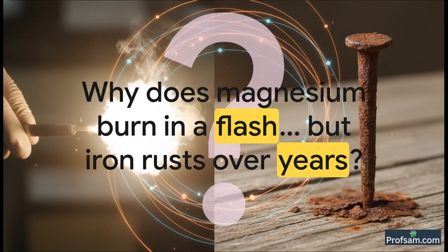So, have you ever really thought about this? You take a magnesium ribbon, you light it, and poof, it burns in a brilliant flash, just like that. But an iron nail, you leave it outside, and it takes months, even years, to rust completely. Now, both of them are chemical reactions, so what's the deal? Why is one super fast and the other incredibly slow? What is controlling this speed? Well, that's exactly what we're going to figure out.